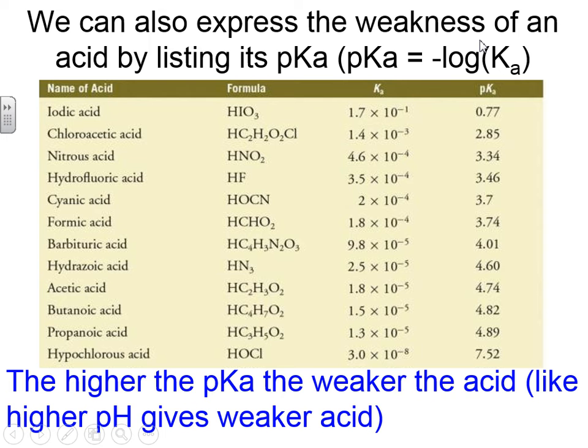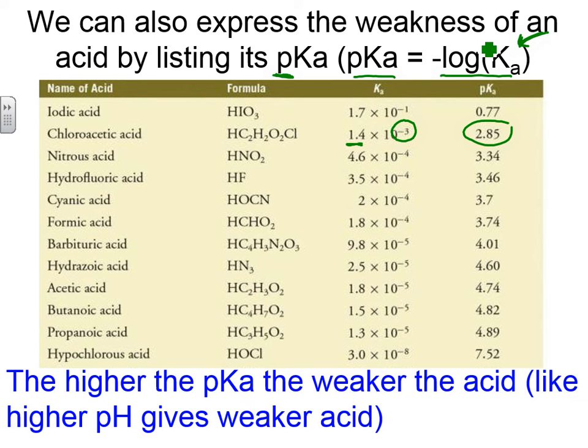Now, we can express the weakness by listing something called pKa. So just like we have pH, which is the power of hydrogen, pKa is the power of your Ka. And pKa is defined as the negative log of Ka. So we're taking these equilibrium constants and just negative logging them, and here's what we're getting. Remember, the negative log essentially pulls out the power. So the power here is about 3, and that's why the pKa is about 3. It's not exactly 3 because this is not exactly 1.